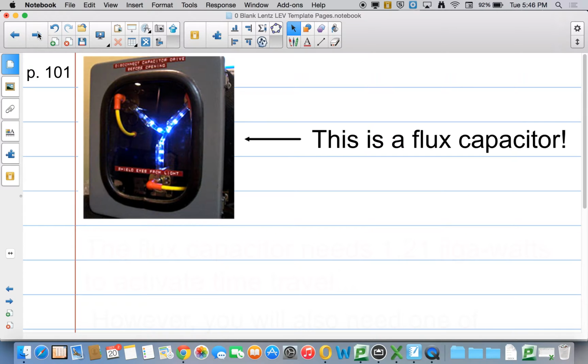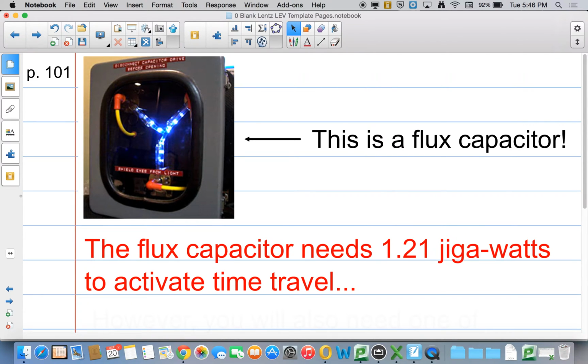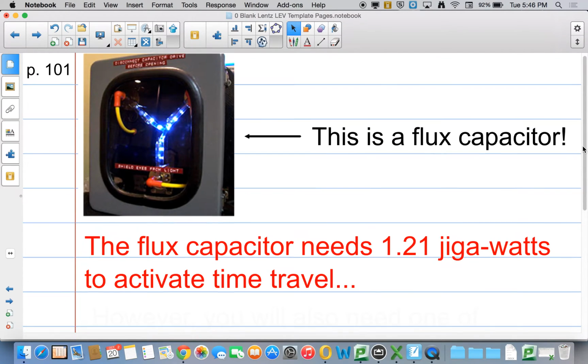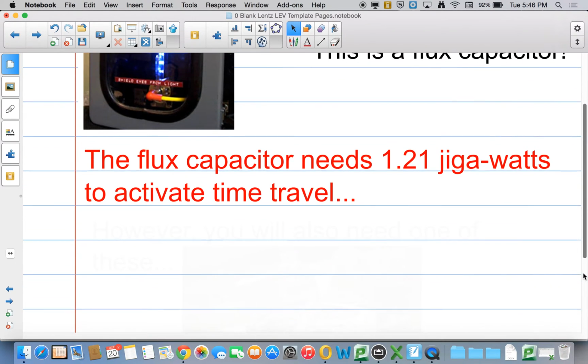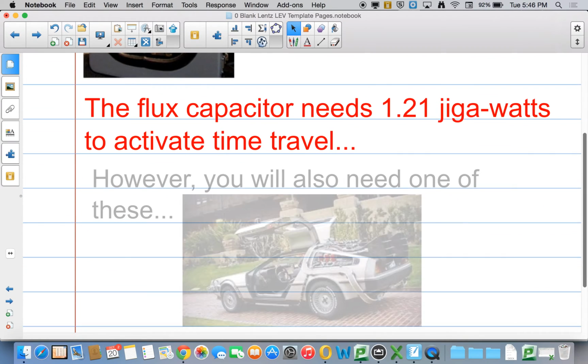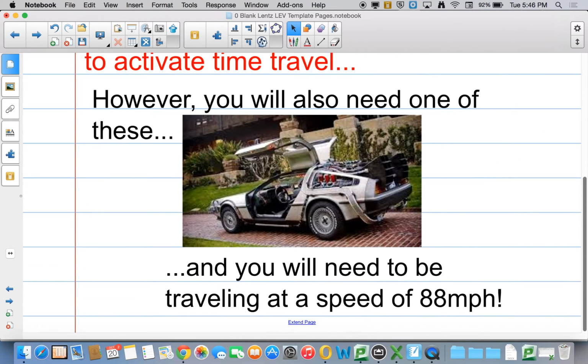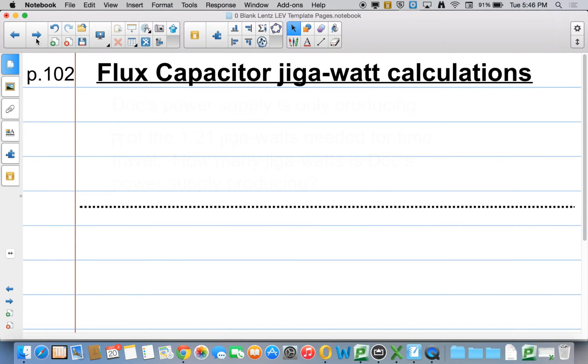Folks, this is a flux capacitor. And the flux capacitor needs 1.21 gigawatts to activate time travel. Now, if you remember, there's something else you need. That's right. You need a DeLorean, all souped up for time travel. And you'll need to get that DeLorean traveling at 88 miles per hour, if you remember the movie Back to the Future. So we're going to do some flux capacitor gigawatt calculations.